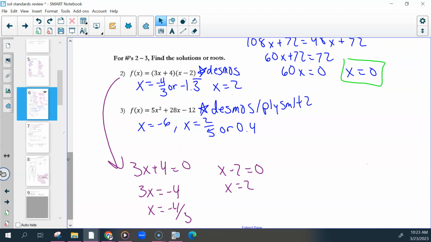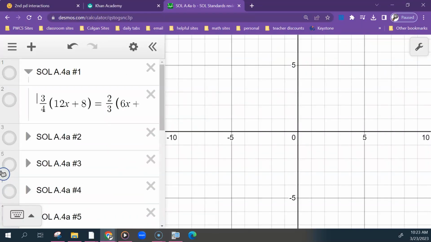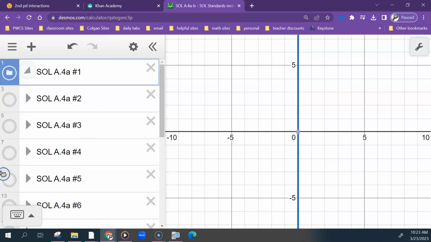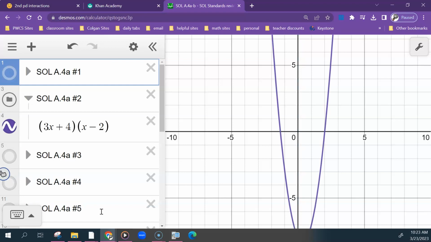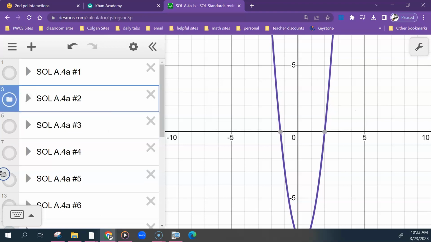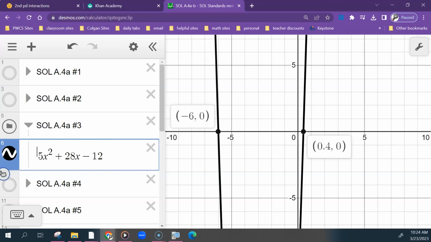So almost all of these two sections could have been done on Desmos. So I'm going to show you those 3 first. So the first one, if you put that in, it would give you a line. You would just have to know that it's x equals 0 and write that as your answer. Second one is going to give you 2 answers when you put that entire thing in, so look for where it crosses the x-axis. The first one you'd have to convert to a fraction. And then same thing with the third. And you could leave the second one as a decimal or a fraction.